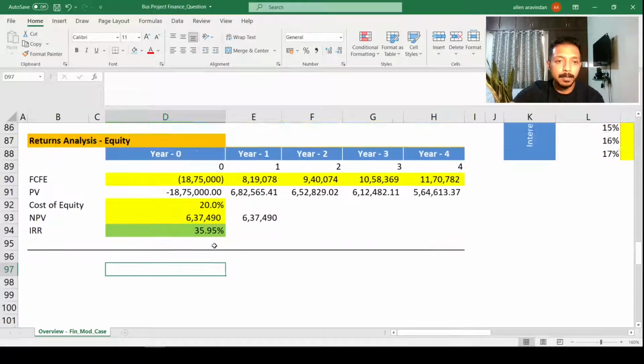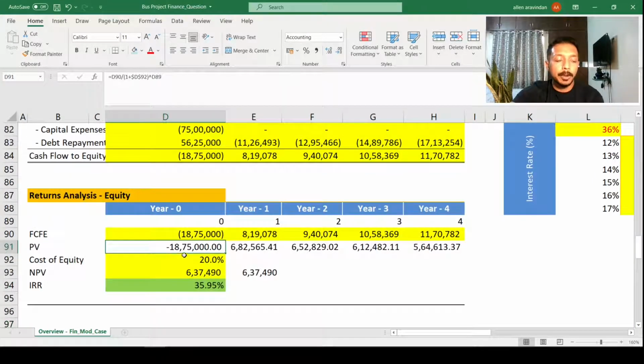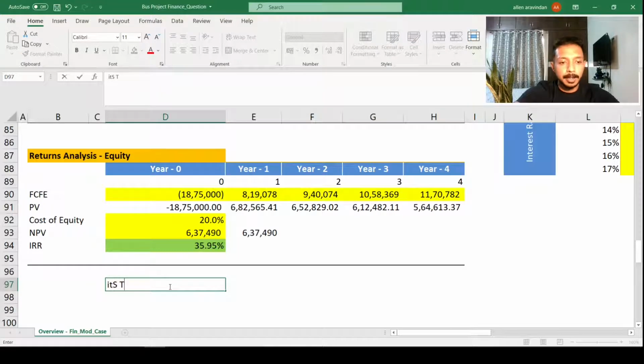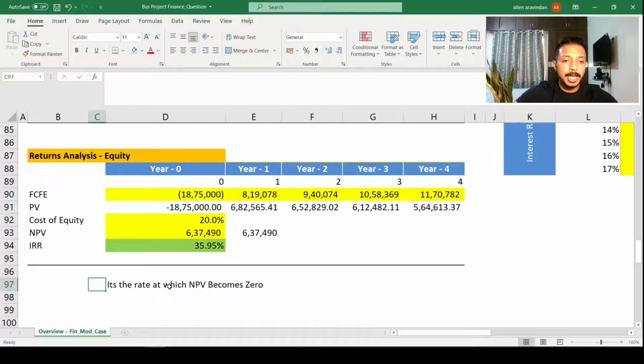Now, as I said, I wanted to talk about what is IRR. Most of the time people don't know what IRR is, right? They just say that the book definition says that it's the rate at which NPV becomes zero, right? However, the challenge with just stopping at this definition is that you never actually understand what this means, right? So what this means is what I'm going to explain to you right now.